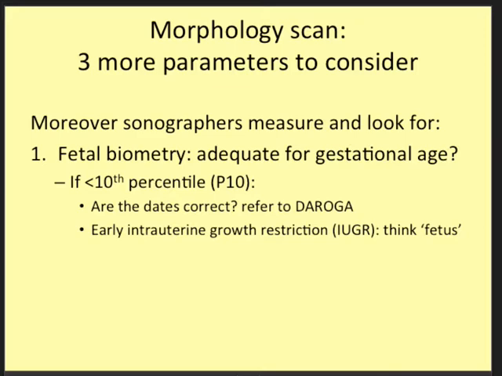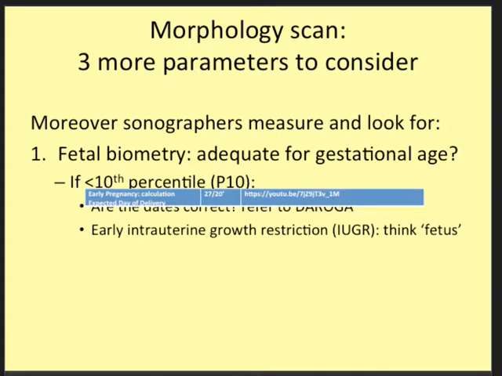So if the biometry would be less than the 10th centile, less than the P10, of course the first question we have to answer is, are the dates correct? For that I refer you to the dedicated DAROGA video. The second option could be, of course, that we're dealing with a very early intrauterine growth restriction, IUGR, and then we have to focus on the fetus. Are there signs and symptoms of congenital infectious diseases such as toxoplasma or cytomegalovirus?